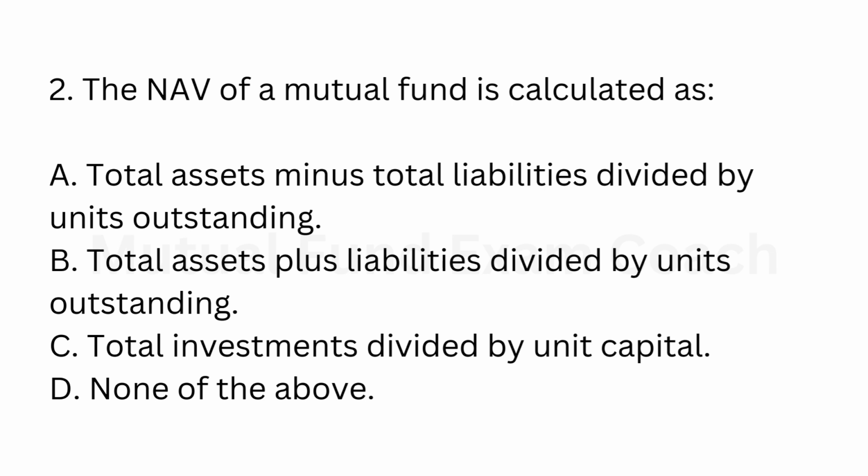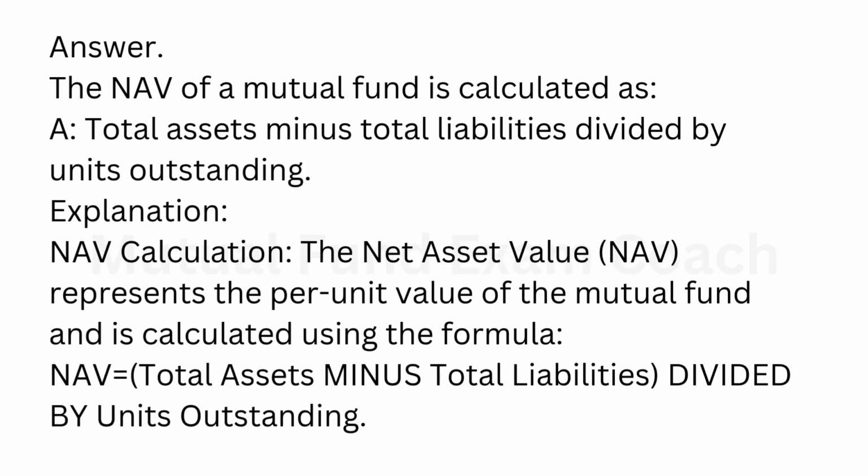2. The NAV of a mutual fund is calculated as: A. Total assets minus total liabilities divided by units outstanding. B. Total assets plus liabilities divided by units outstanding. C. Total investments divided by unit capital. D. None of the above. Answer. The NAV of a mutual fund is calculated as A. Total assets minus total liabilities divided by units outstanding.